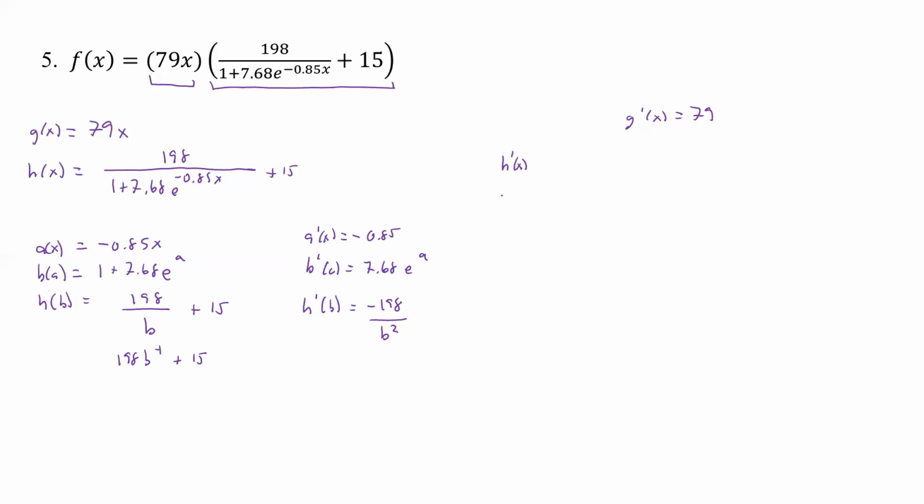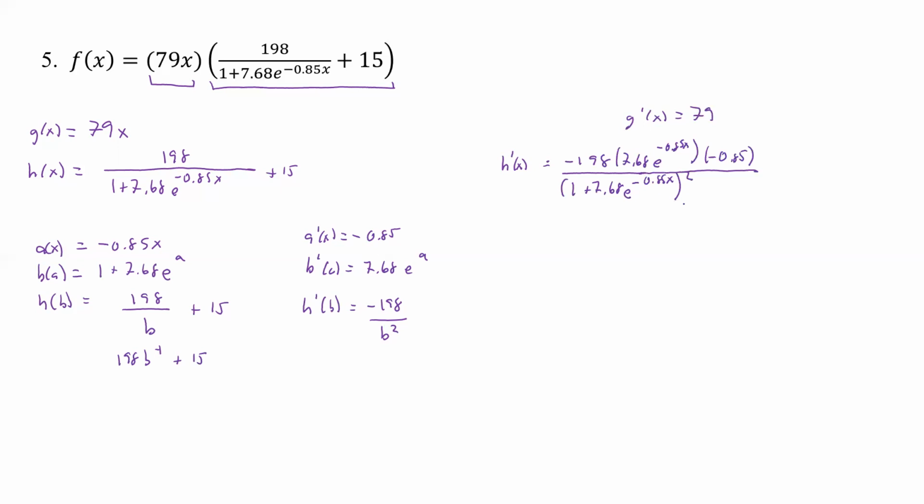And we'll start down here. So we're going to have negative 198 over, and now have the b squared, and the b squared is going to be, it looks like, 1 plus 7.68 e to the a, which is a negative 0.85x, and that was squared. Okay. Now I'm taking that times the 7.68 e to the a. So then that's times 7.68 e to the a, which was negative 0.85x. And then I'm taking that times the negative 0.85. Okay. Wait, 0.85. Okay. So that's what we have.